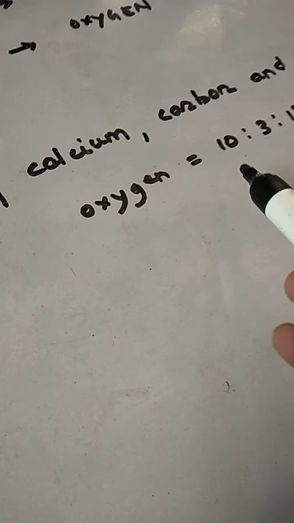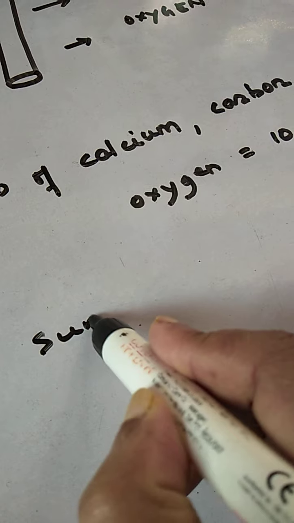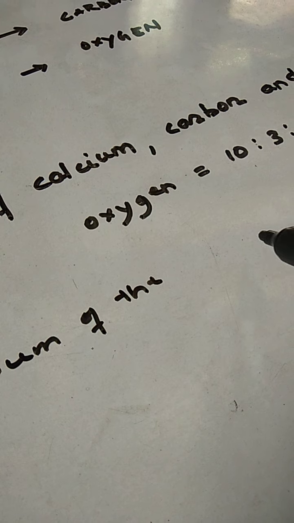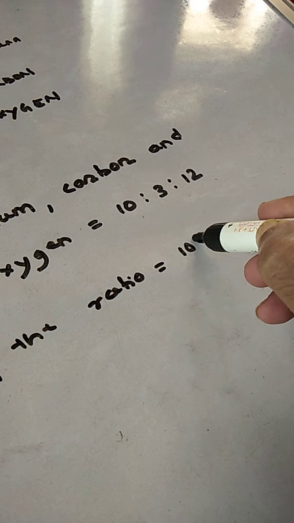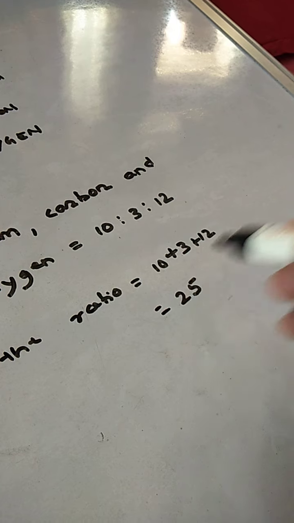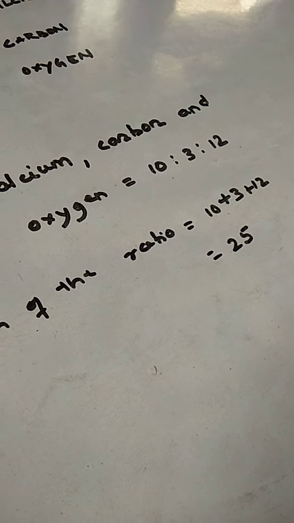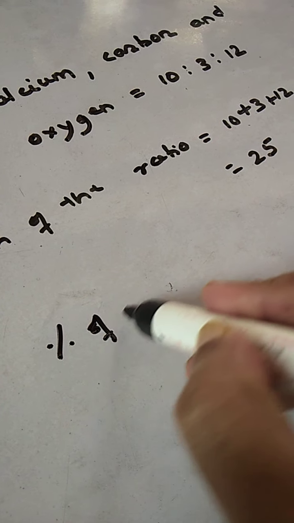So we have to first find the sum of the ratio. The sum of the ratio is 10 plus 3 plus 12, which equals 25. Now we have to get the percentage of carbon. So the carbon ratio is 3.